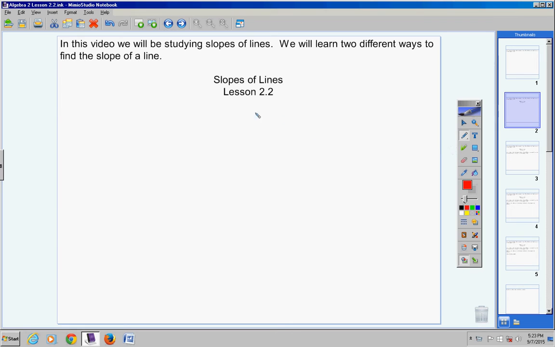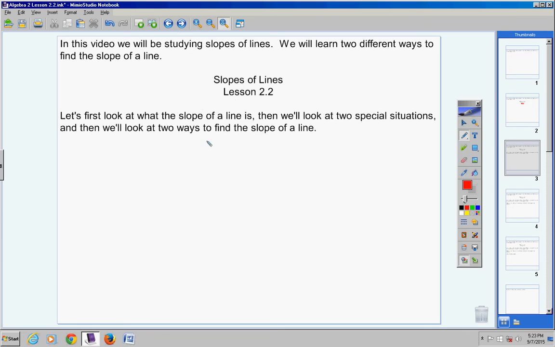The lesson number is 2.2, and be sure and include today's date. Alright, now, first, we're going to look at what the slope of a line actually is, and that also includes a definition.